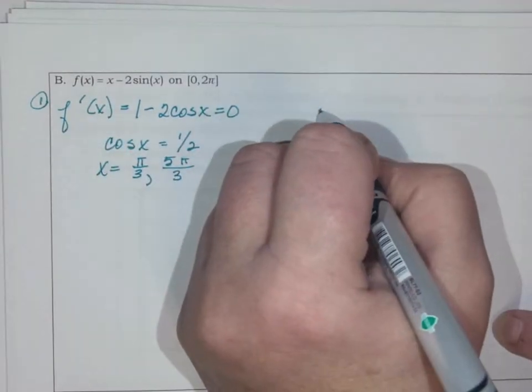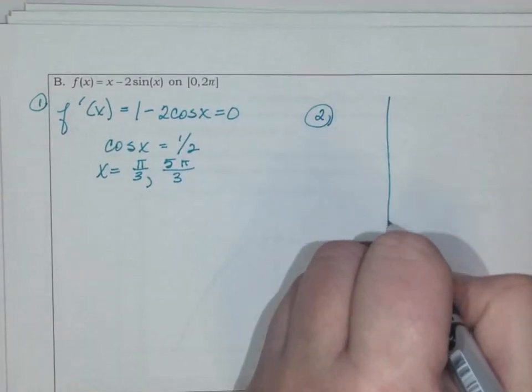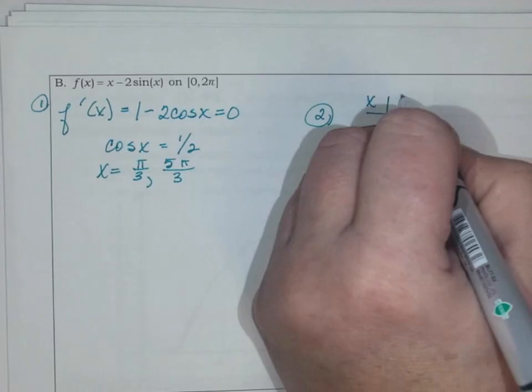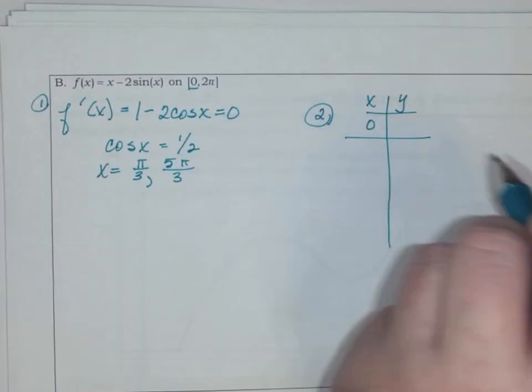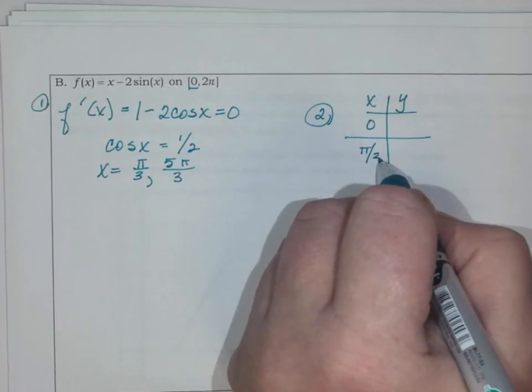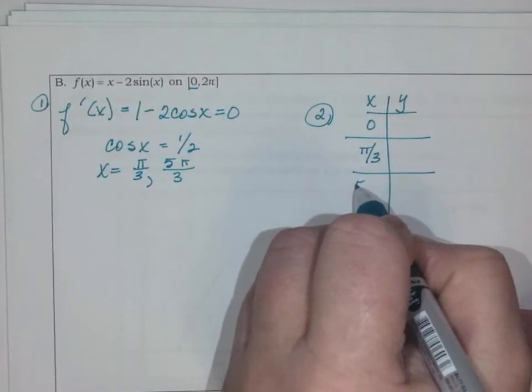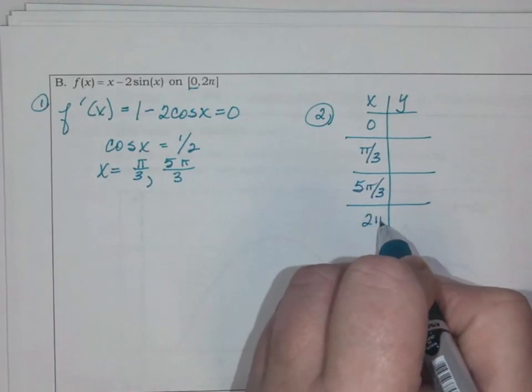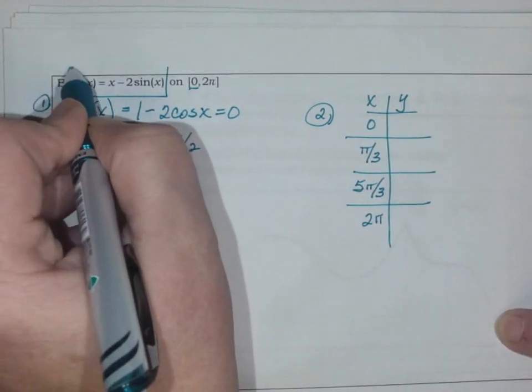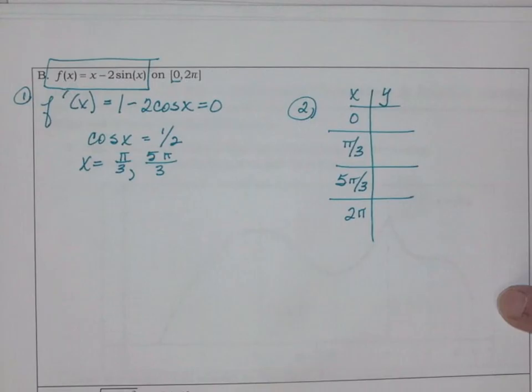Okay, step 2 is to build my t-chart. So I'm going to have x and y. So my first endpoint is 0. Then I'm going to have pi over 3. Then I'm going to have 5 pi over 3. And then I'm going to have 2 pi. And remember, we plug back into our original function.